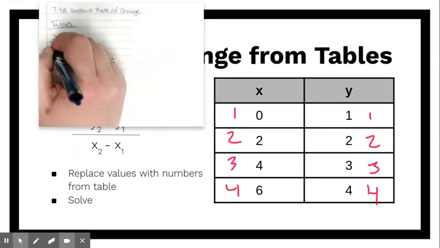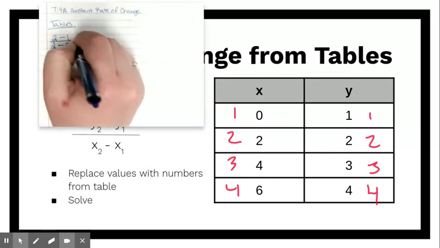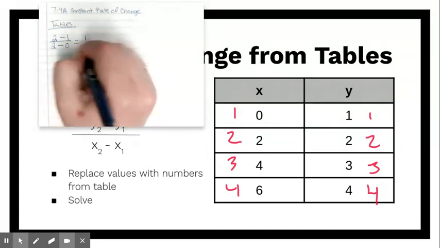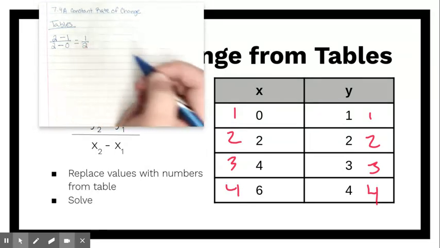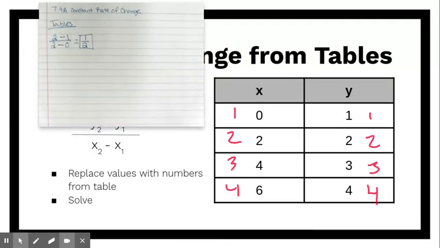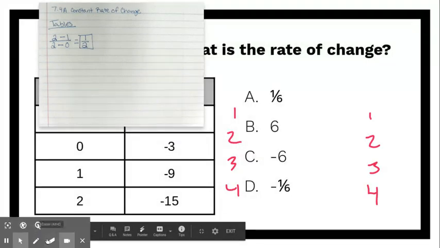The second x, 2, minus the first x, 0. And then we solve. 2 minus 1 is 1, and 2 minus 0 is 2. Okay, so we solve, and that's my rate of change, 1/2. It's as simple as that, okay? We get it? Hopefully. Let's erase.